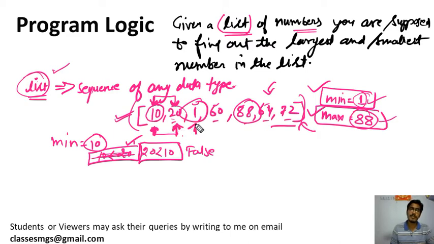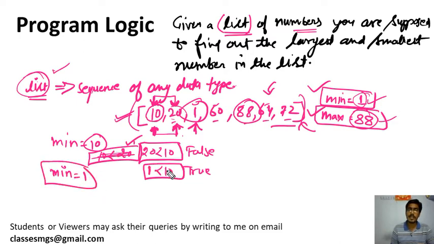Now I come to this point and check whether 1 is less than 10. Yes, definitely 1 is less than 10, so this is true. I will update the minimum with the new value, 1. Only update the minimum in case you find a value that is less than the current minimum. Previously the minimum was 10, but I found a number less than it, so I will update my minimum with 1.